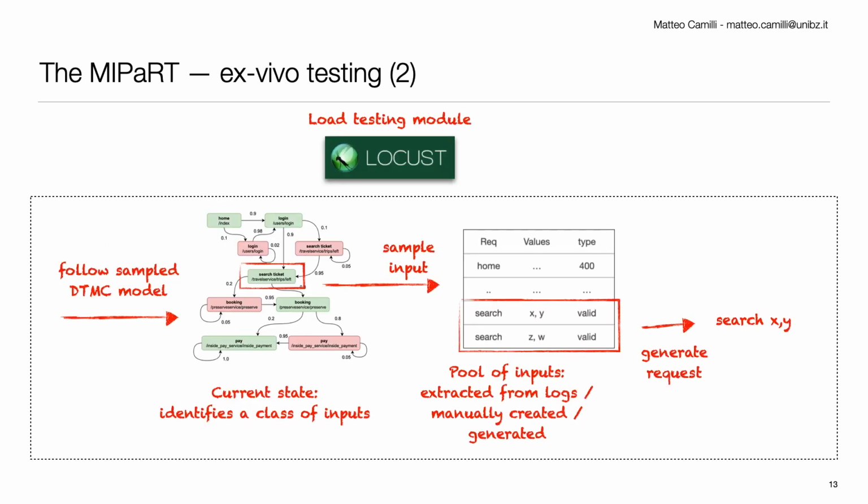So zooming in, this is an abstract schema representing what happens inside the load testing module. We sample the actors and we follow their own DTMC model. And the current state of the DTMC model identifies a class of inputs that can be either valid or invalid according to the corresponding OpenAPI specification. So we use this information to generate synthetic requests, and also to generate either valid or invalid inputs.